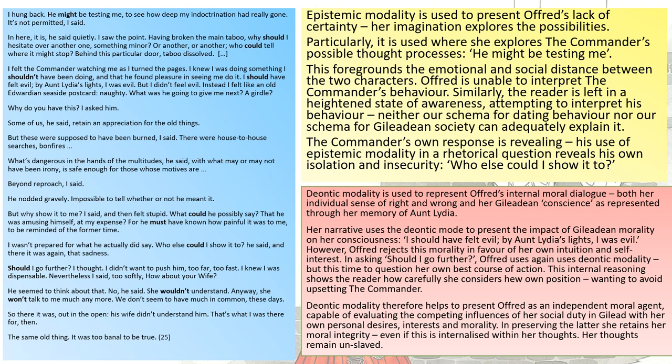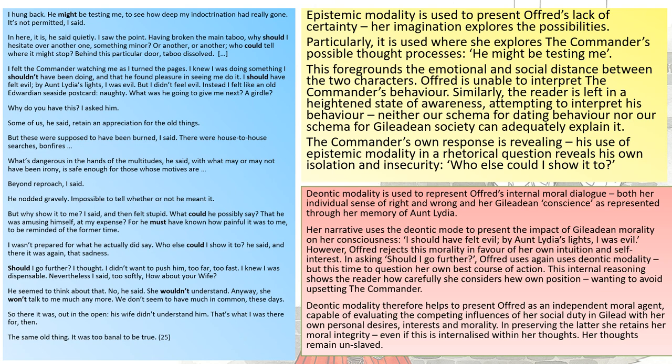So in the narrative, the deontic mode is used to present this Gileadian morality. "I should have felt evil. By Aunt Lydia's lights, I was evil." So there's a strong deontic modal there, presenting the fact that she knows she should feel guilt for having behaved in this way with the Commander. But then Offred rejects this Gilead morality, or appears to in her narrative, for her own intuition and self-interest.